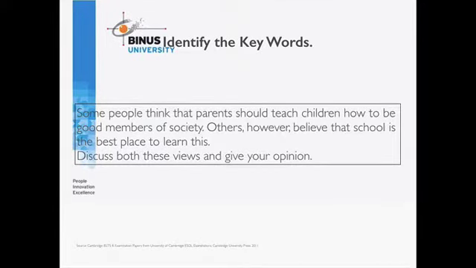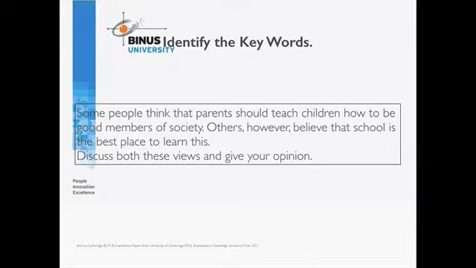I'll just read this out. Some people think that parents should teach children how to be good members of society. Others, however, believe that school is the best place to learn this. Discuss both these views and give your opinion. So what you have here is the situation explained in the first 2 or 3 sentences, and then you'll have an instruction or a direction just below that.